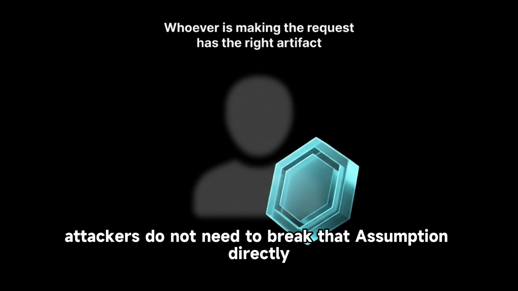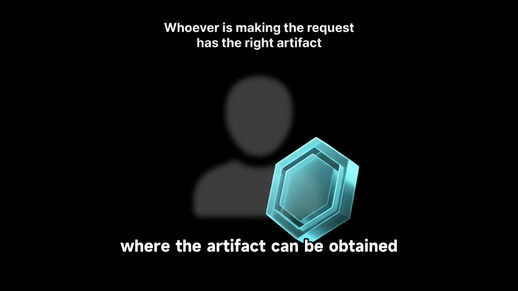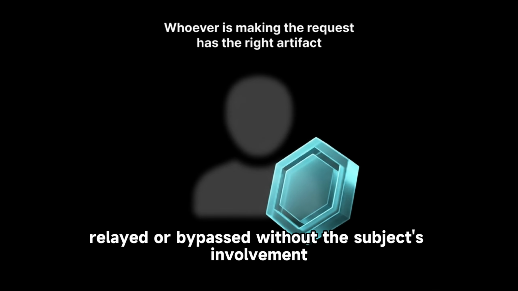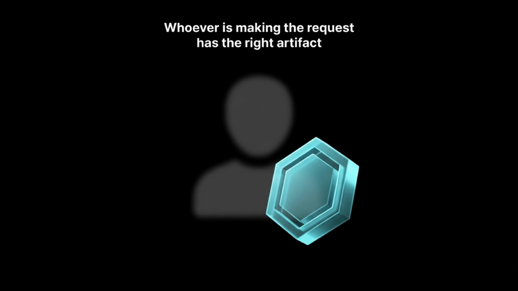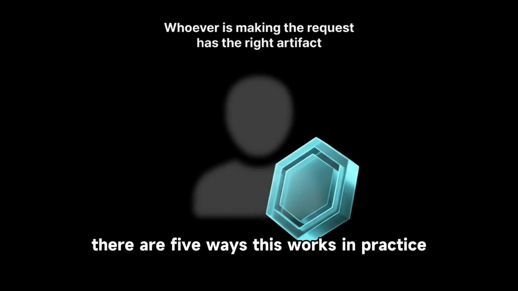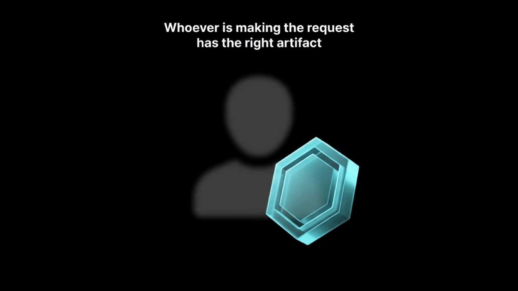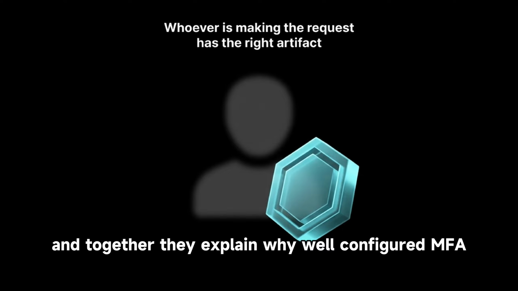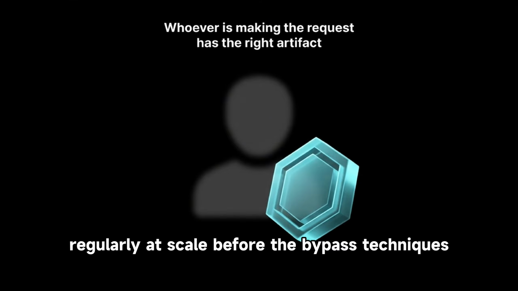Attackers do not need to break that assumption directly. They need to find a point in the system where the artifact can be obtained, relayed, or bypassed without the subject's involvement, and then they do not need to defeat verification at all. They just need to pass it. There are 5 ways this works in practice. Each one targets a different point in the verification chain, and together they explain why well-configured MFA still fails in real environments, regularly, at scale.